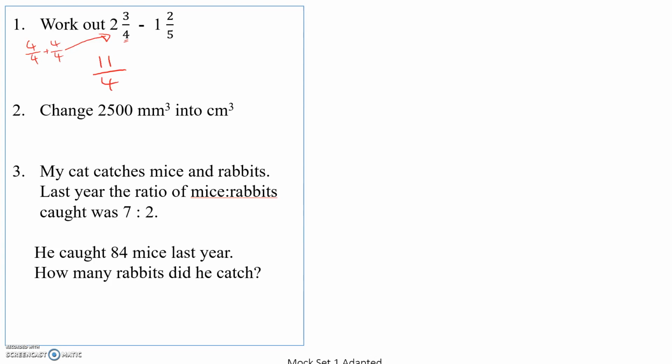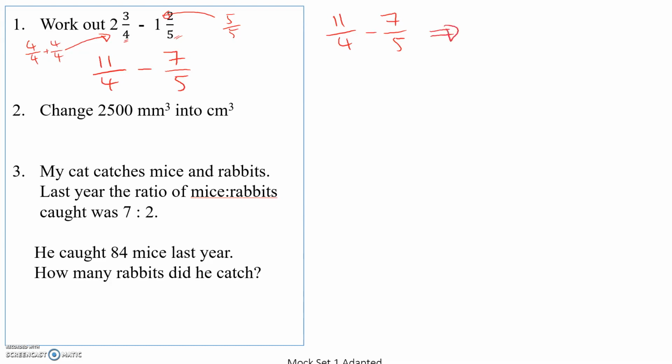And 1 2/5 we're going to convert to 7/5. How are we going to do that? Well, the whole one we need to convert into fifths, and 1 whole one is 5/5. So we've got the 5/5 plus the 2/5, that gives us 7/5. So we have 11 quarters minus 7/5. Now we can't subtract those because we need the same denominator.